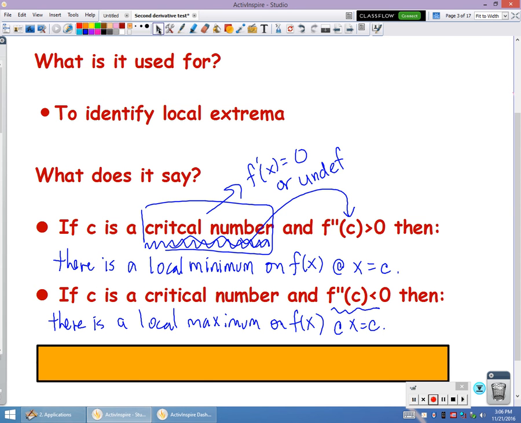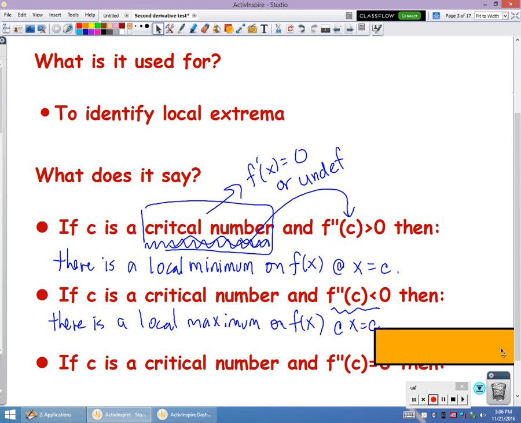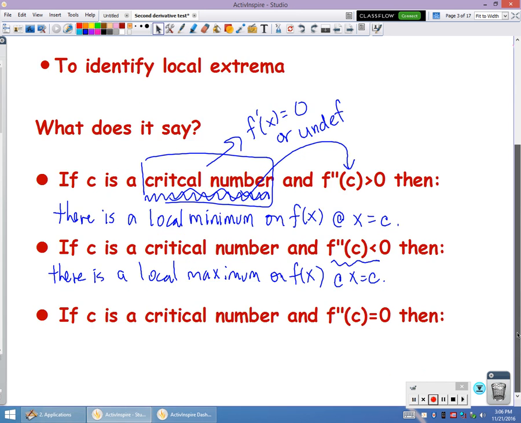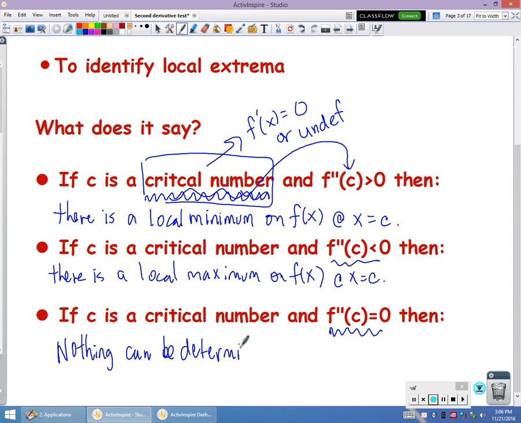And then the last case is if you have a critical number and you substitute that critical number into the second derivative and you get 0, then nothing can be determined using the second derivative test.